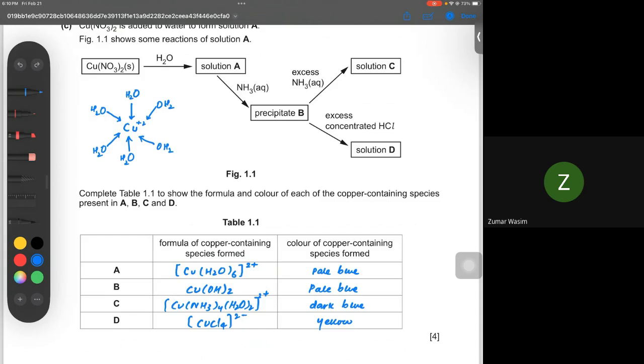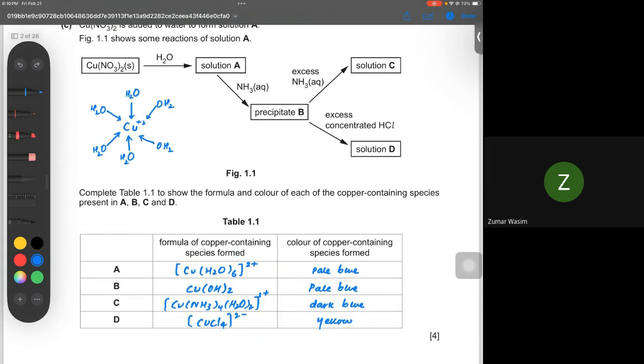And if you talk about B, when you are going to add ammonia, it's a precipitate. Precipitate means solid. So I can say that this is copper hydroxide. Copper hydroxide is insoluble in water. That's why they are saying it's PPT. So this is copper hydroxide. And the color of copper hydroxide would be the same, that is like the pale blue.